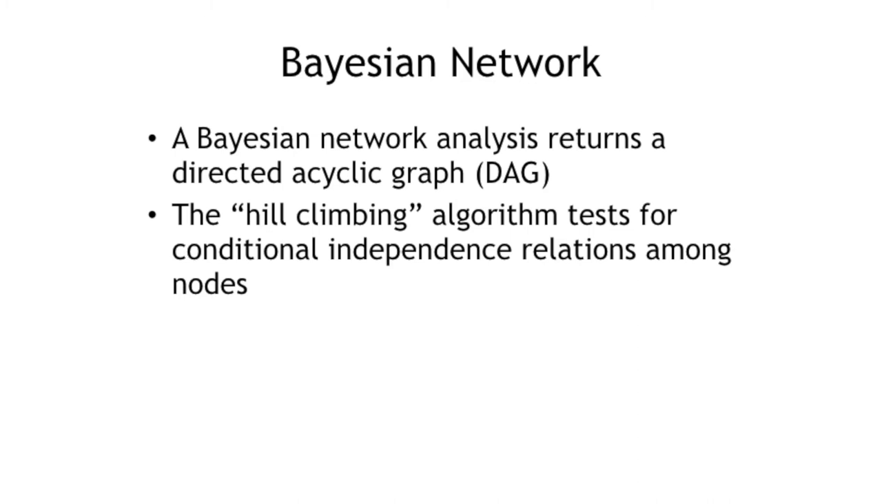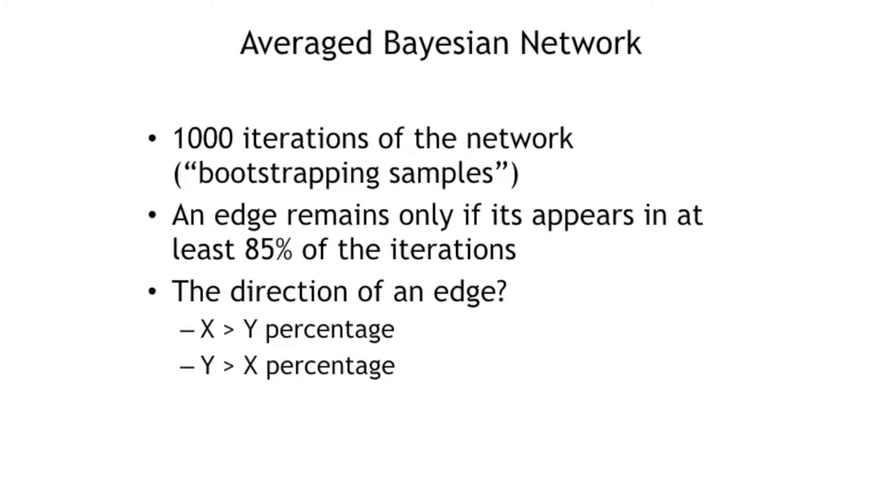The networks that I've shown so far have been undirected. They didn't have arrow edges, right? So we don't know whether symptom X is activating symptom Y, or Y is activating X, or they're mutually influential. These aren't like that. The model that arises from the computations is going to show you the direction of prediction and potentially causality. There's something called a hill climbing algorithm that tests for conditional independence relations among the nodes.